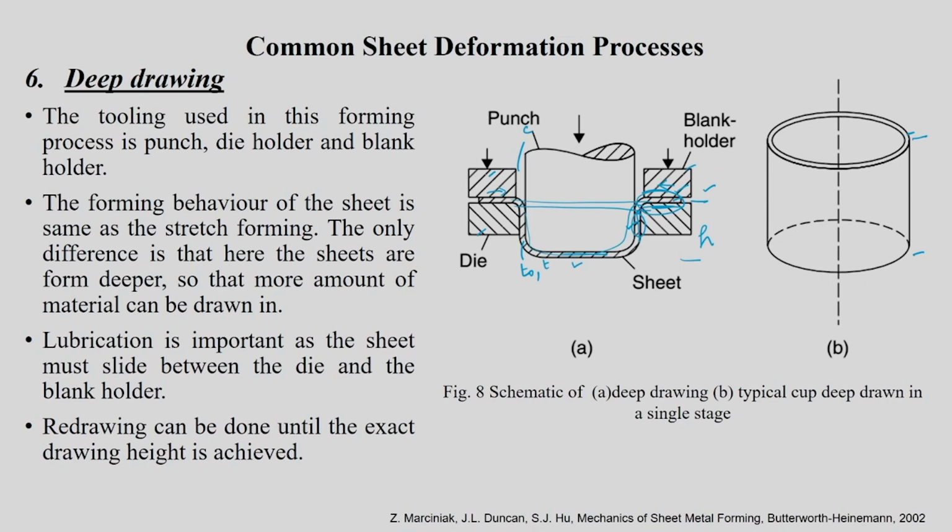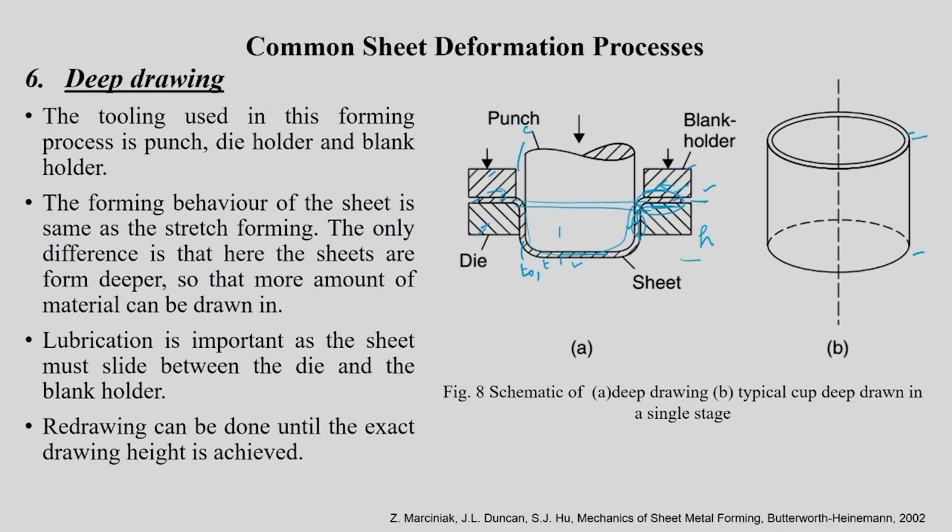So now other than that, lubrication is important. So you have a friction between the punch and the sheet. Then you have the blank holder and the sheet, and the die and the sheet. So interface friction is going to be important, and that is why we are using lubricants.